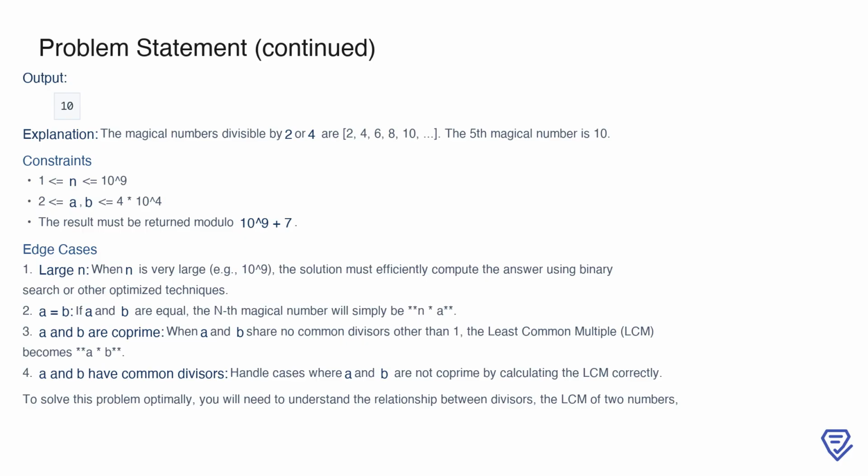Additionally, if a and b are coprime, meaning they have no common divisors other than 1, their least common multiple, or LCM, will be a * b. Finally, if a and b share common divisors, their LCM must be calculated to accurately determine how the sequences overlap. These observations are key to handling different scenarios effectively.